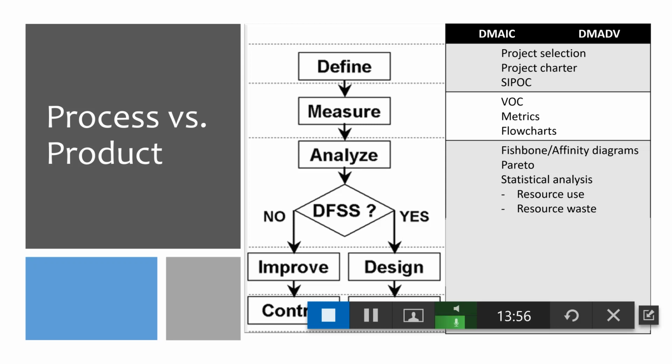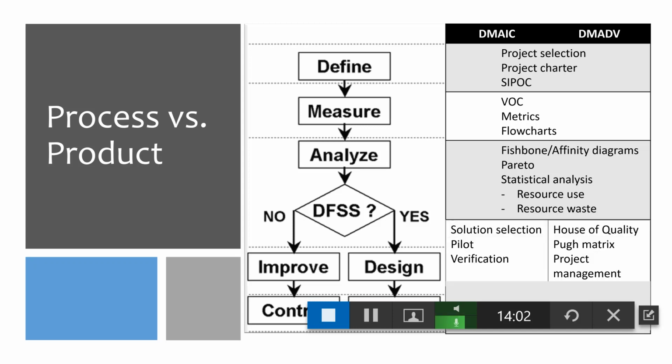This question in the flowchart is DFSS or Design for Six Sigma. If it's a new product, you move into DMADV or Define, Measure, Analyze, Design, and Verify. There are some parallel steps to improving and controlling in the DMAIC. They are designing and verifying. Six Sigma has some additional tools for these steps, but we won't be covering those in this video.